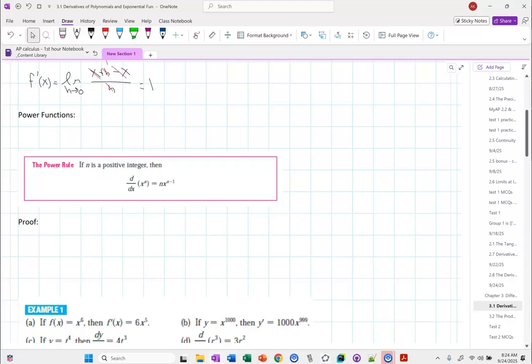Think about how much of a nightmare it would be taking the derivative of x to the 23rd using the limit definition. We have to FOIL, like do a binomial expansion to the 23rd power. Oh my God. I don't throw up in my mouth thinking about the prospect of having to do that. Right? Like, no thank you.